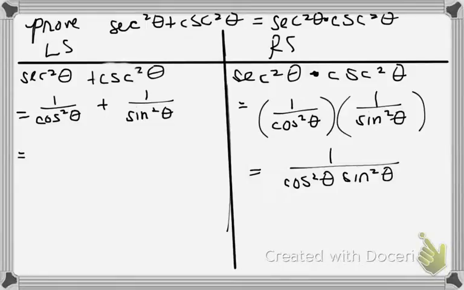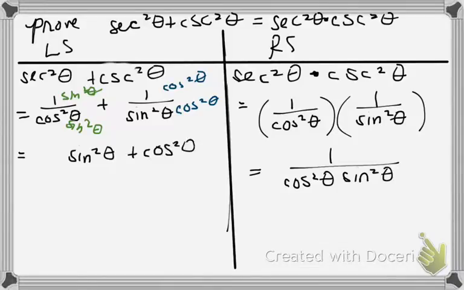And one of the tips that I told you earlier was if you have two fractions being added or subtracted, try and find a common denominator. So I'm going to give this side a cos squared theta, and I'm going to give the left-hand side of this a sine squared theta on the top and on the bottom. Okay, so I'm going to merge these two fractions. I'm going to have sine squared theta plus cos squared theta over sine squared theta, cos squared theta.